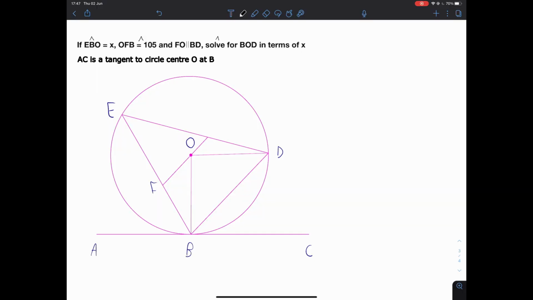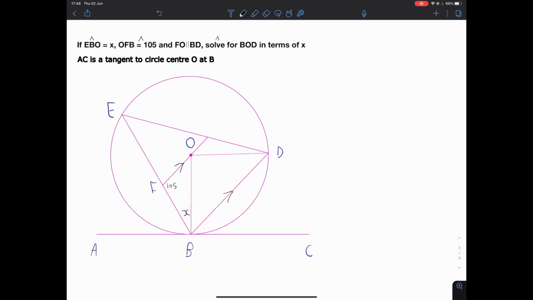Now that we understand the theorems, let's look at an example to heighten our knowledge. Let's break this down piece by piece. EBO is equal to x. Label that on our diagram. Next, what we know is that OFB is equal to 105. Again, let's label that on our diagram. Next, FO is parallel to BD. Again, put it on our diagram. Label everything. This will help us a lot as we attempt to solve this problem.